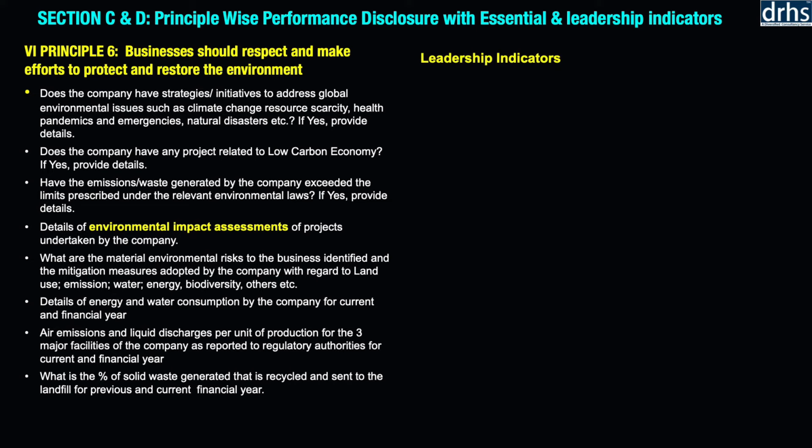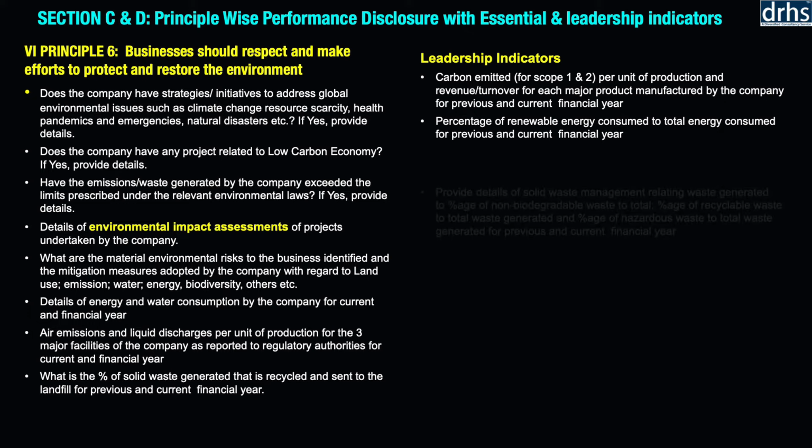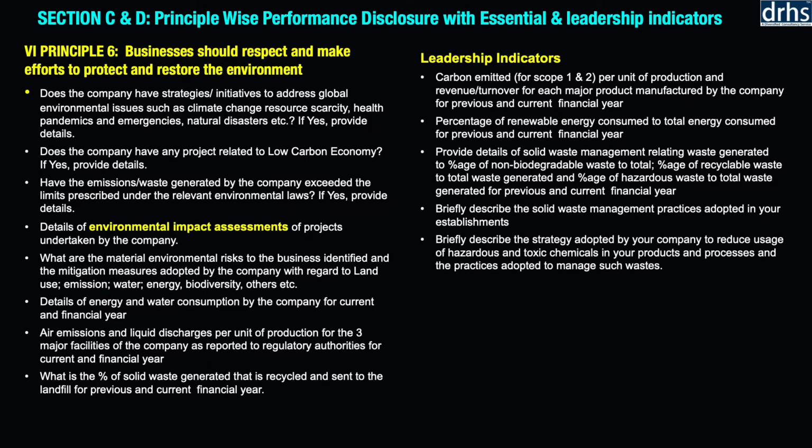The next is related to the leadership indicators with this principle, that largely strive for the carbon emitted, that is for scope 1 and 2 per unit of production, and revenue and turnover for each major product, proportion of renewable energy consumed to the total energy consumed, solid waste management relating to the waste generated, the proportion of non-biodegradable waste to the total, proportion of recycled waste to the total waste generated, and the proportion of hazardous waste to the total waste generated for the previous and the current financial year.